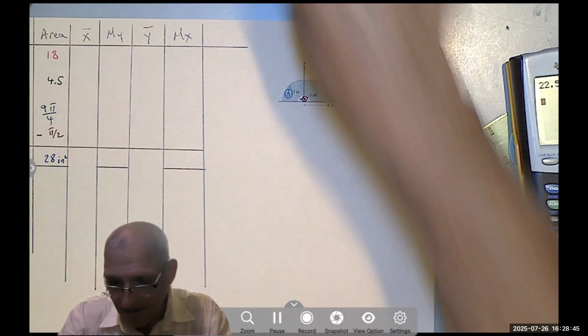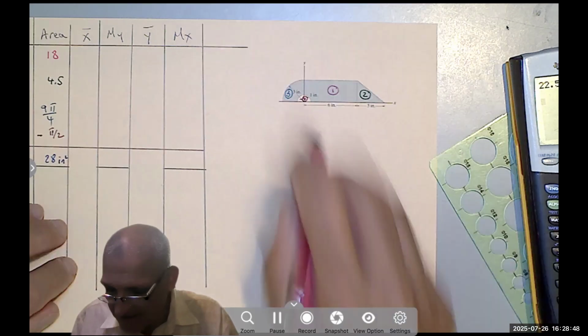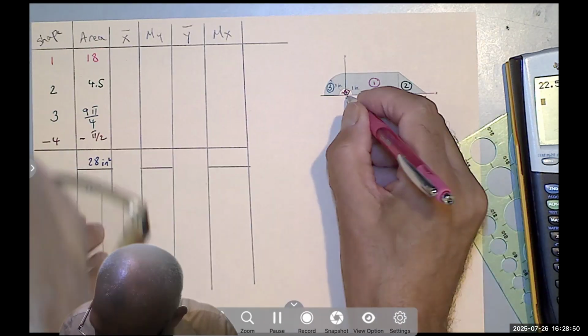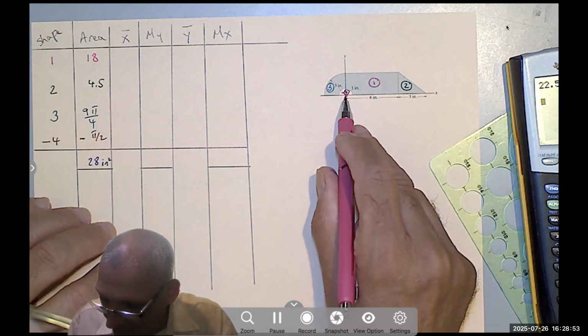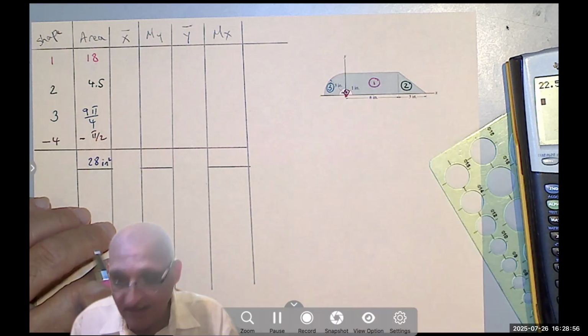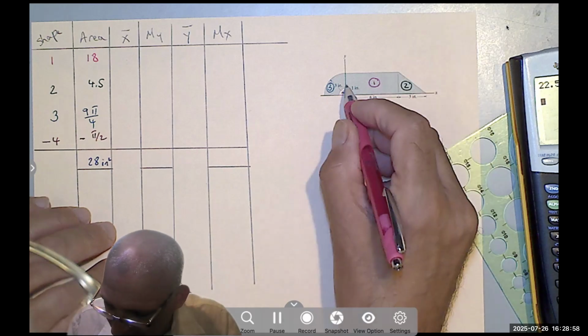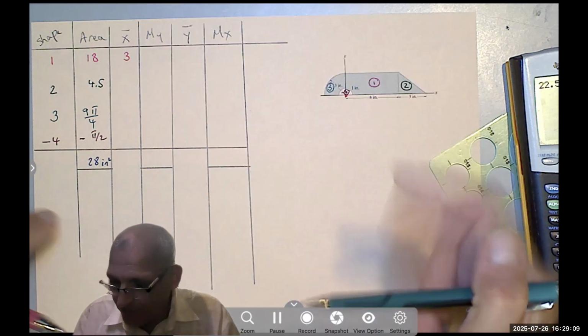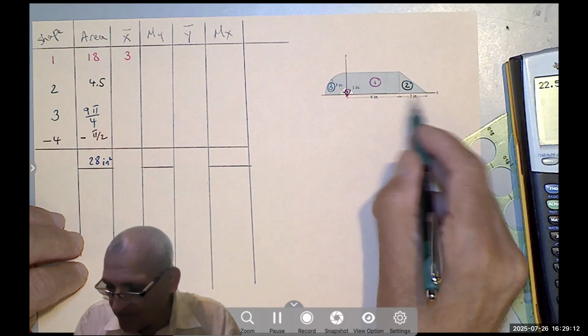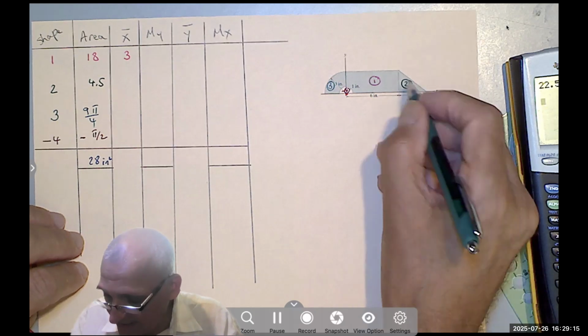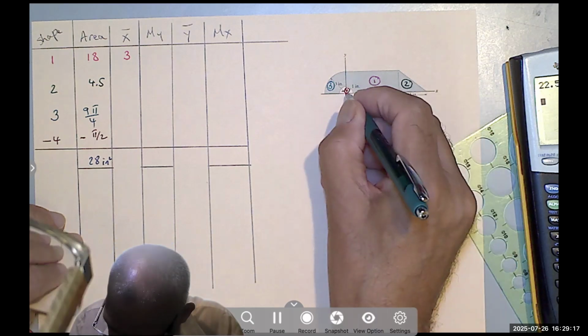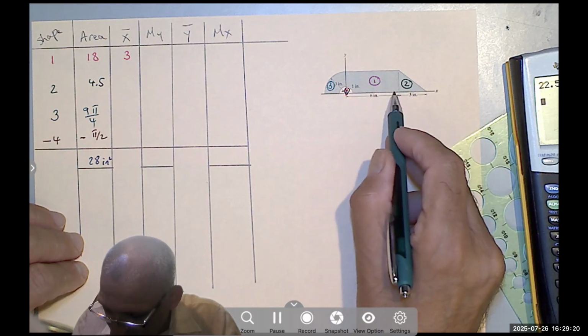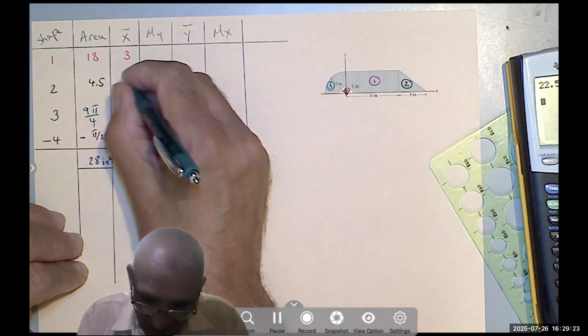I will do the same thing by starting with x bar. Notice the origin is here. Here's the x-axis, here's the y-axis. So the centroid of the rectangle along x is half the base, which is 3. For the triangle, it's not 1/3 of the base, or 1, because I didn't ask you what is that distance. I asked, what are the coordinates? I have 6 plus 1, so it's 7. This is a common mistake.